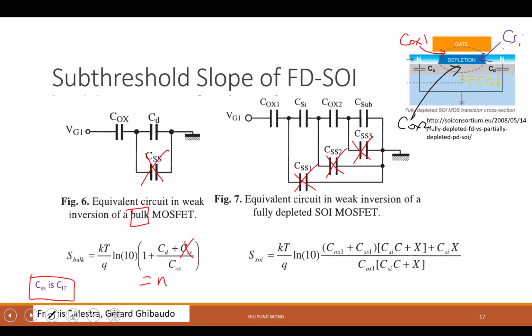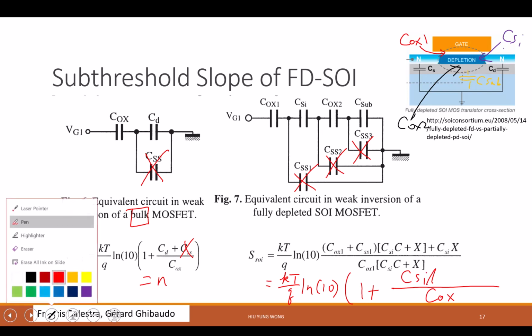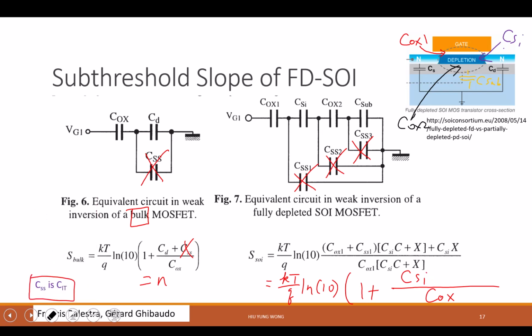So as a result, this N becomes very complicated because it has this extra term due to the SS. Let's not look at it. If you ignore all the SS, what you get is this. 1 plus, what is that? COX, but you have CSI in parallel. Now, this is mathematically parallel, though they are in series, right? But mathematically parallel. COX in parallel with C sub.